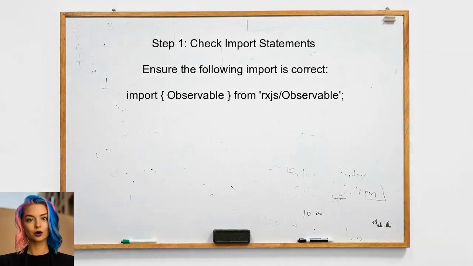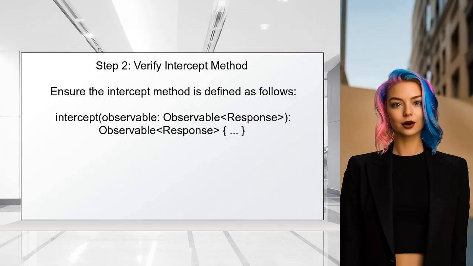To resolve the error the user is encountering, we need to ensure that the return types in the interceptor methods are correctly defined. The first step is to check the import statements to ensure that the correct observable type is being used. Next, the user should verify that the intercept method is correctly defined to return an observable of the response type. This is crucial for the interceptor to function properly.